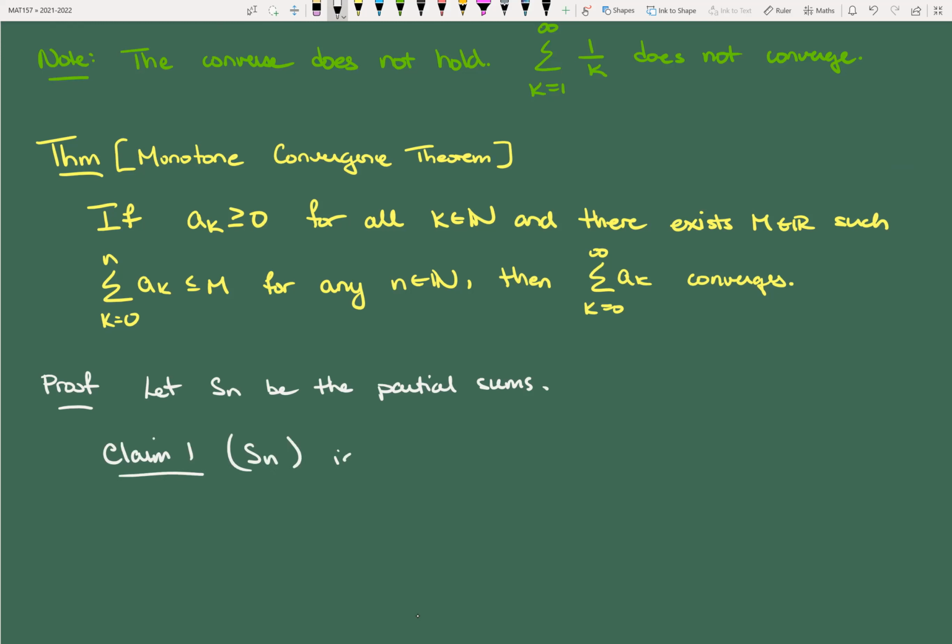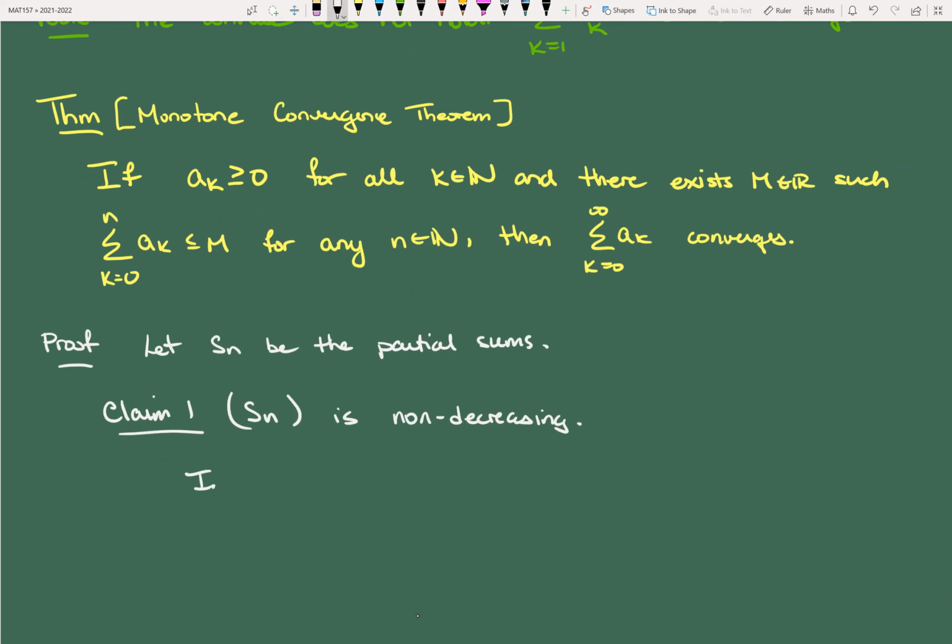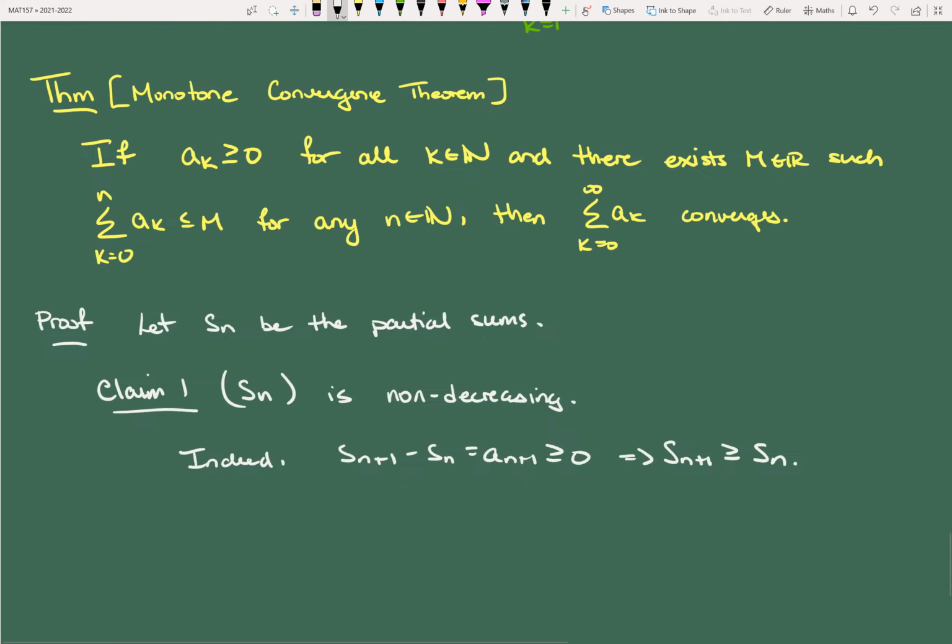Sn is non-decreasing, right? Indeed, Sn plus 1 minus Sn is equal to An plus 1, which is greater than or equal to 0. So Sn plus 1 is greater than or equal to Sn. Right? If you just keep on adding positive things, your sum must be getting bigger. And the same sort of thing was true for integrals as well, right? If your function was always strictly greater than 0, then your antiderivative was an increasing function. We know that that's true.